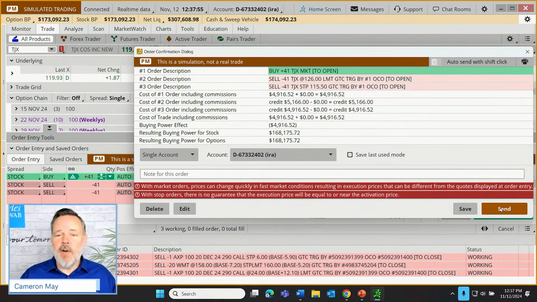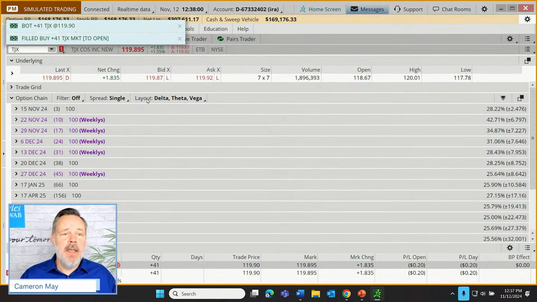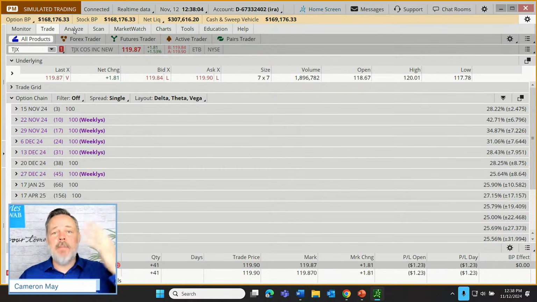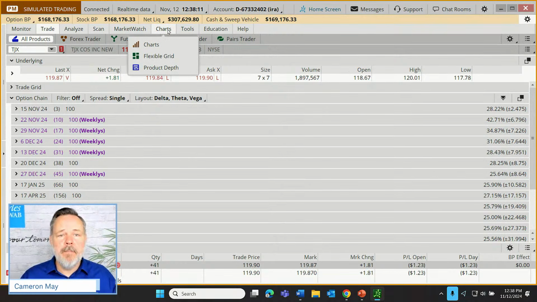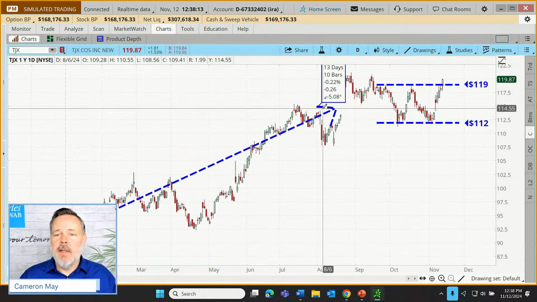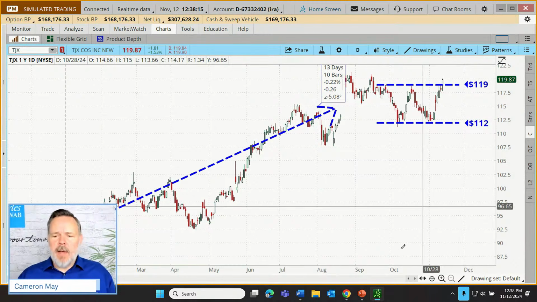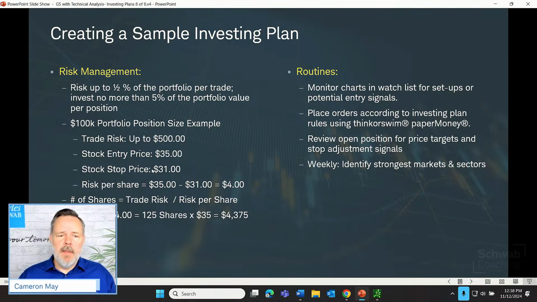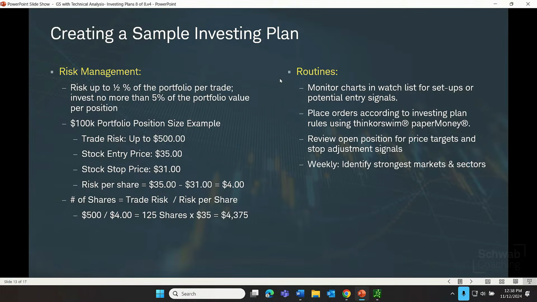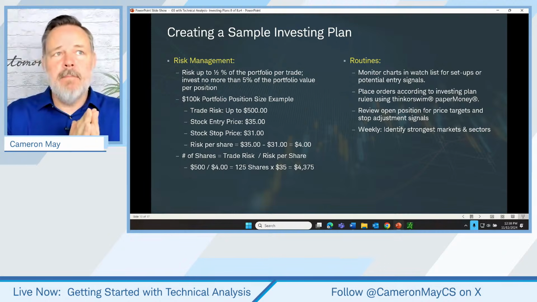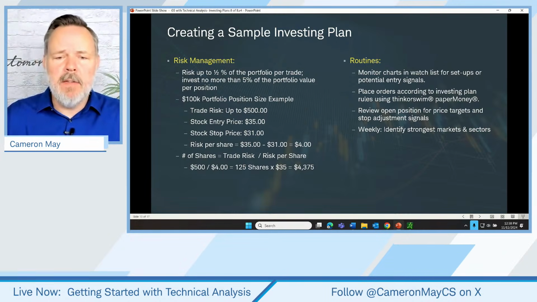So let's send this order off, and we're putting this plan into practice. Let's send that off. And we just bought 41 shares at 119.90. We'll see if they can get up to 126, try to take some profit, or if they fall down to 115.50 and trigger our stop. But I did want to talk about the routines of once a trading plan has been built.